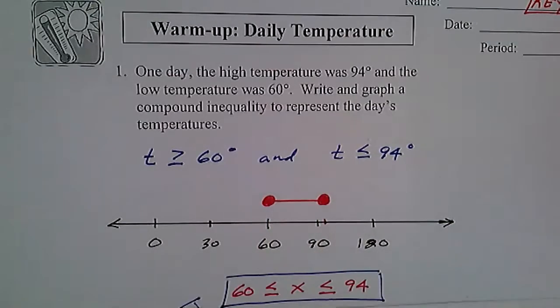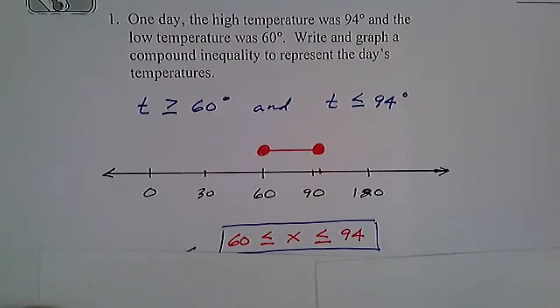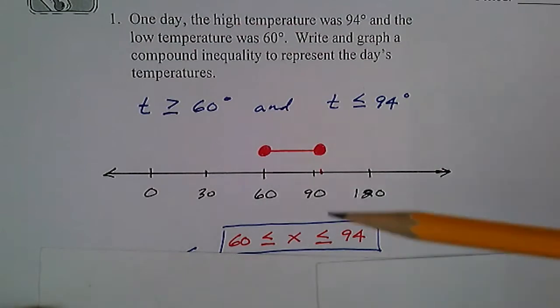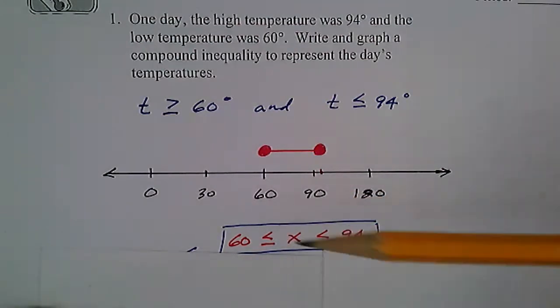Okay, another way to think of it is we could write it like this. We can write it in between. Remember, I explained that if you're doing an in between like this with your X value, we want both of the arrows pointing that way.